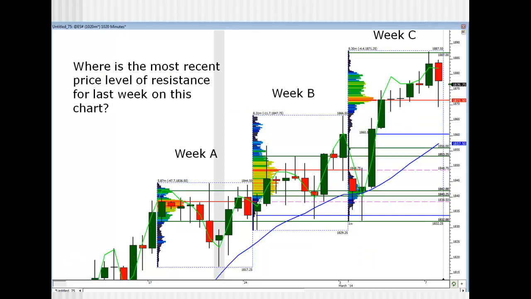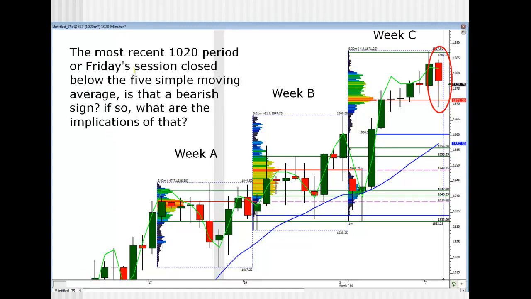All right. Now, where is the most recent price level of resistance for last week on this chart? The most recent was right here. We had some selling, and take a look at the after effect of that selling. Prices continued back down lower, and they came right to the volume point of control, found support, came back up. So here's our latest level of support, and there's our most recent level of resistance. The most recent 10-20 period on Friday's session closed below the 5 simple moving average. Here's my 5 simple moving average, and yes, we did close below it.